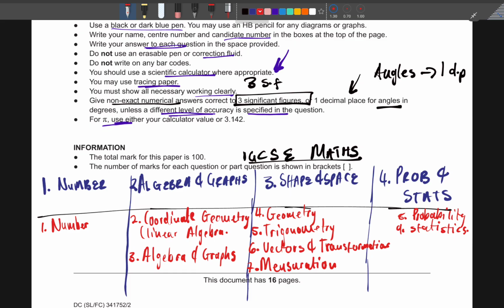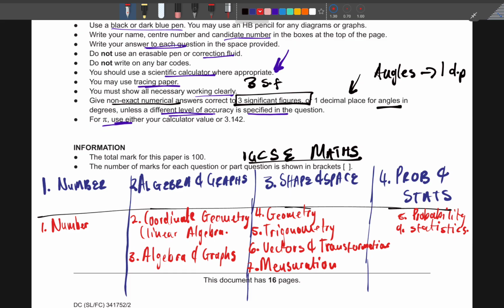This is the biggest topic. This is where a lot of the things are. In algebra and graphs, you're going to get a huge percentage of your IGCSE. What is in algebra and graphs? You start with subject of the formula. Then you go to expanding and simplifying. Then factorizing. Then solving equations. Then solving inequalities.